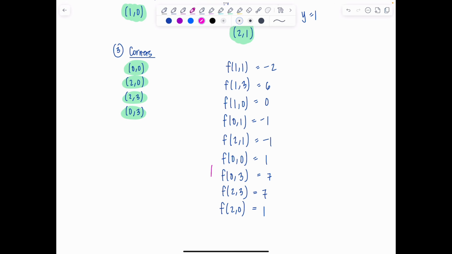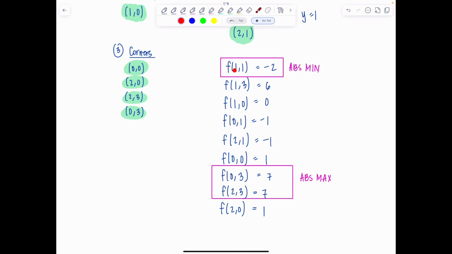So boom, here are my absolute maxes. And right here at f of (1, 1) is my absolute min. So notice in this case, (1, 1) came from the critical point on the interior. That gave me my absolute min. And then these were corners, weren't they? The absolute maxes. Yes. Okay.